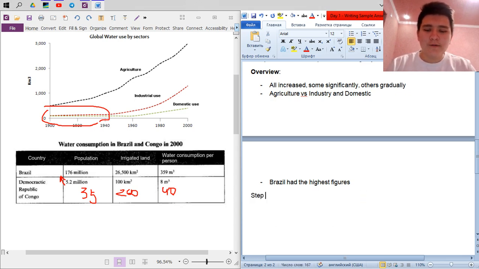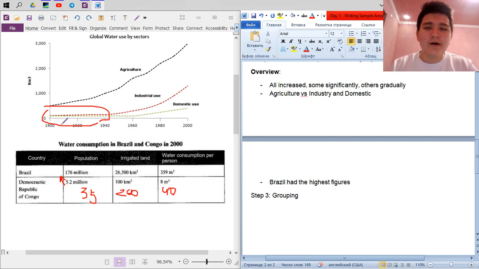Now it's time for step 3, which is grouping. When we're grouping, it's important that it reflects your overview. I think our overview is great in the sense that we can already do that, right? So: all increase, some significantly, others gradually. Agriculture versus industry and domestic. Because we already mentioned the difference between agricultural use and industrial and domestic use, we already gave the key feature, all right?